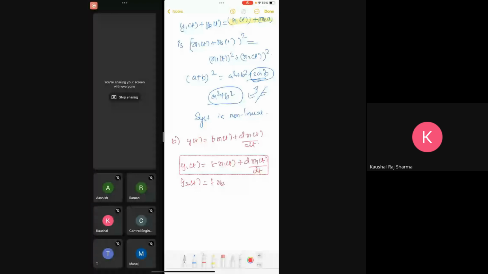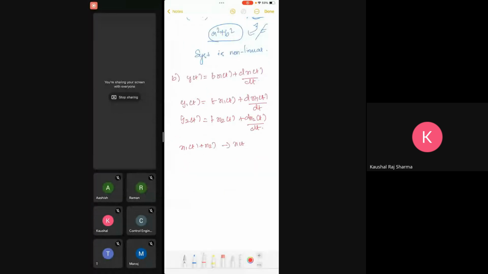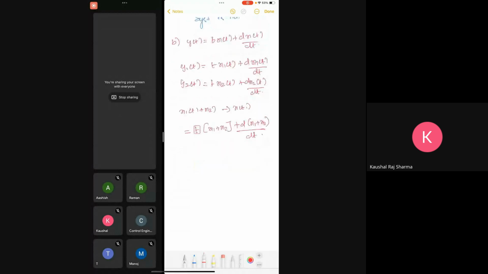y2 of t would be t into x2 of t plus dx2 of t by dt. Now this will become t of x1 plus x2. I'm just leaving t for now since it will be very difficult to write it. Right? And this is one equation we want to consider.